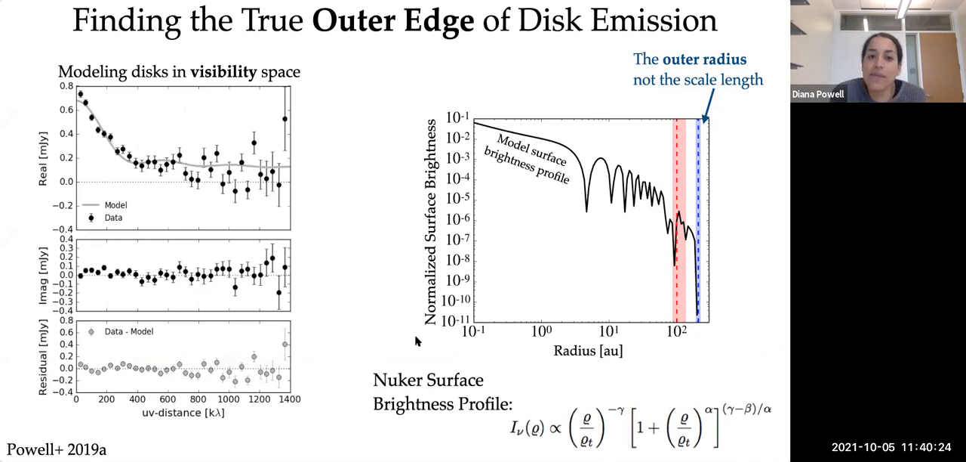So we developed an MCMC method for finding the disk outer edge through modeling the disk interferometric visibilities using a Nuker profile. And so on the left here, I'm showing a sample set of modeled visibilities. And on the right, I'm showing a model surface brightness profile. And here my method for finding the disk outer edge, marked by the blue line, is robust, even if there are brightness dips caused by substructure in the disk.